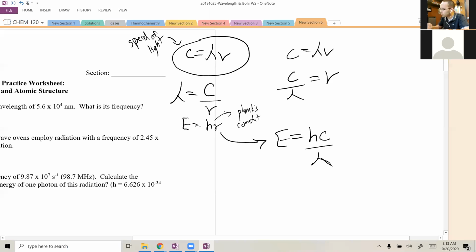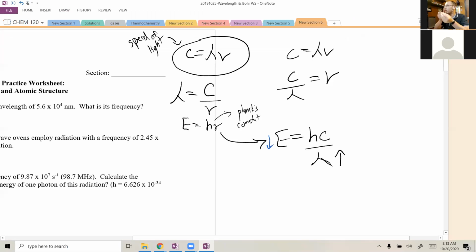Now, the important part to remember is that for a wave, right? So a wave could be like a photon, something like that. If our wavelength goes up, how does that impact our energy? Does it go up? Does it stay the same, or does it go down? It should decrease.